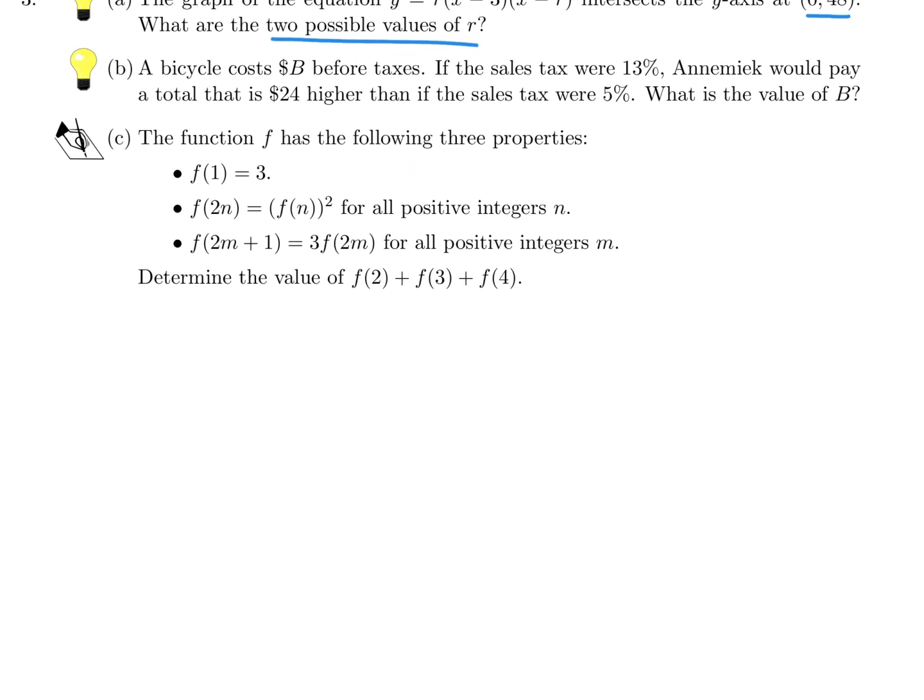A bicycle costs B dollars before taxes. If sales tax were 13%, Amy would pay a total that is $24 higher than if the sales tax were 5%. What is the value of B?